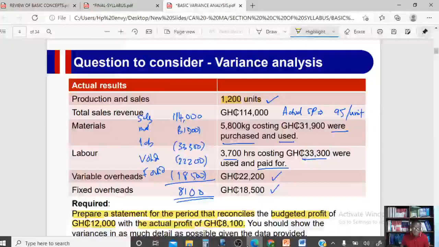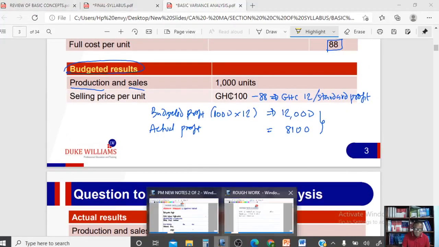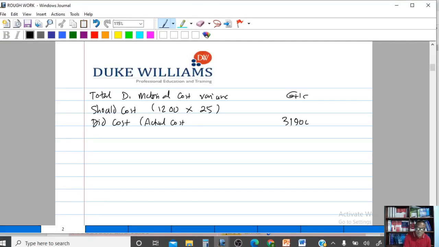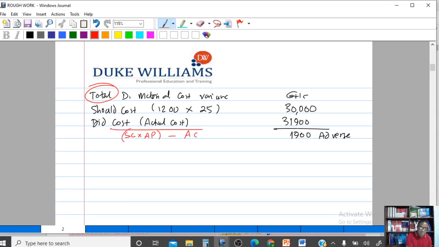So if I look at this, the actual cost was 31,900, but then how much should it cost? And that is the question we are asking there. So this is 31,900, and the 25 ought to cost 30,000. So it means that we had 900 over the budget, and we say it is adverse. So this, don't forget, is the total. So the standard cost per unit times the actual production minus the actual cost can be used as the relationship for the total direct cost.